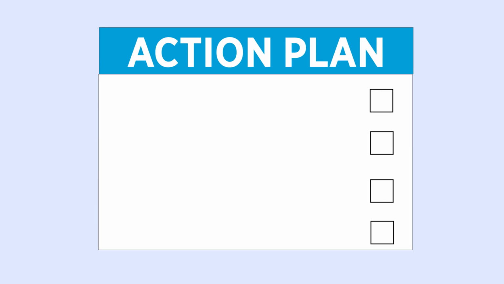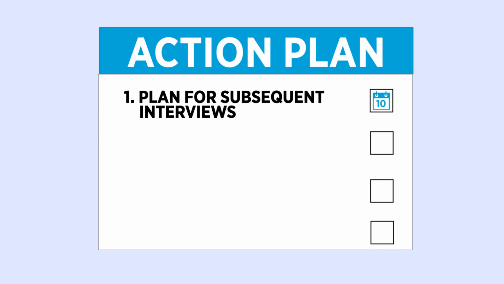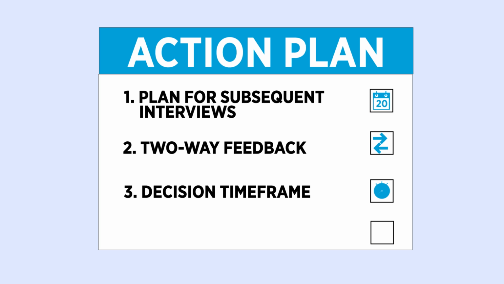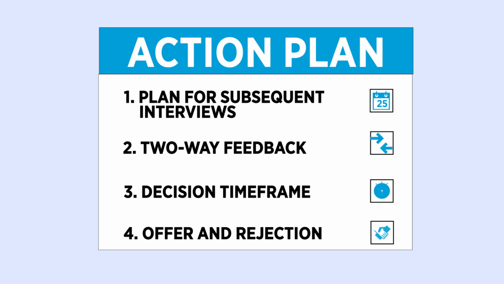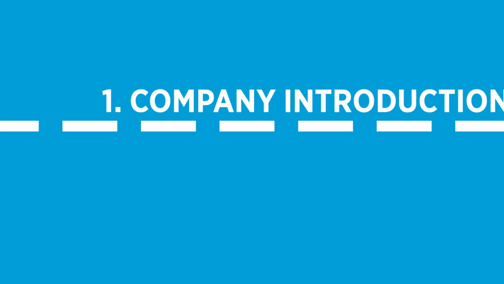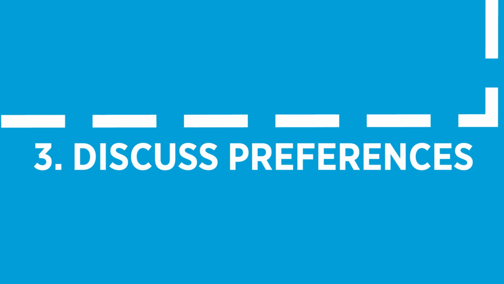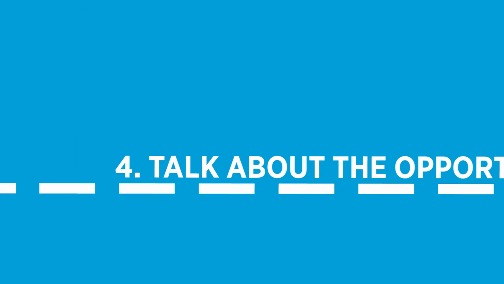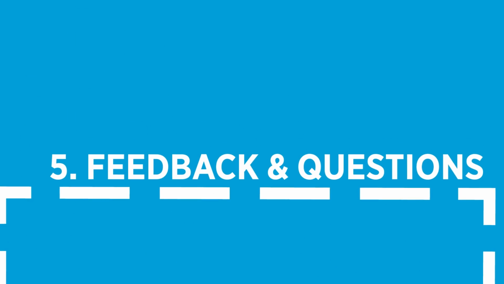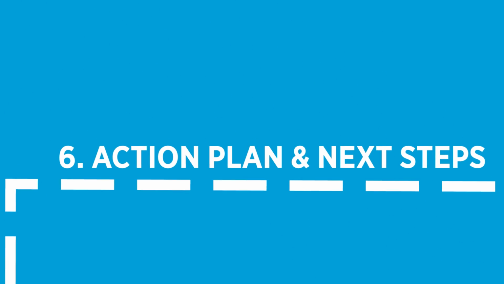Secondly, develop your action plan. This should include a plan for any subsequent interviews, two-way feedback, a time frame for a final decision, and the offer and rejection process. Lastly, together with your objectives and action plan, create an agenda for the interview. For example, start with a brief company introduction, discuss the candidate's background, discuss their preferences, talk about the opportunity, have time for feedback and questions, and lastly, lay out the action plan of what the next steps are.